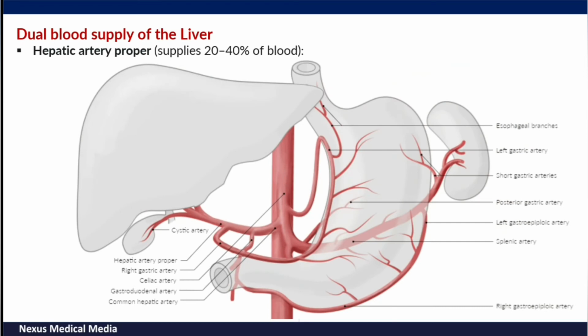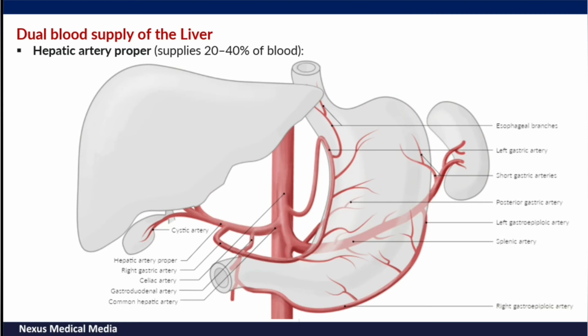Let's talk about the blood supply. The blood supply of the liver is actually called the dual blood supply. So 20 to 40% of the blood comes from the hepatic artery proper. So where does it come from?